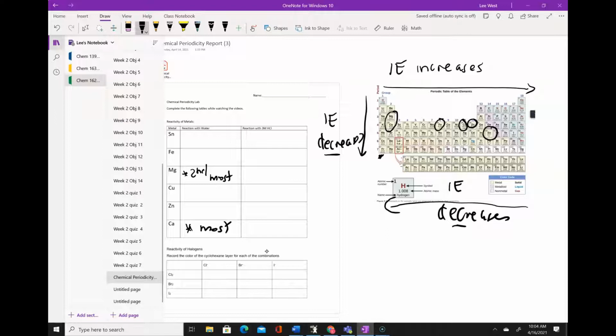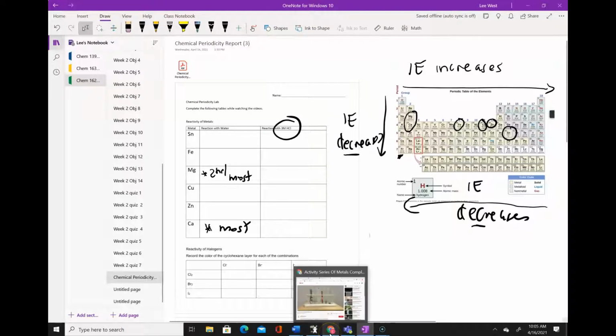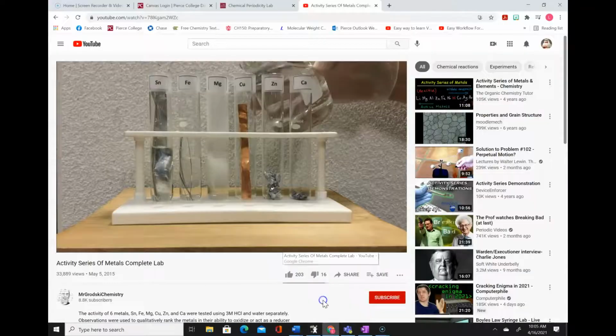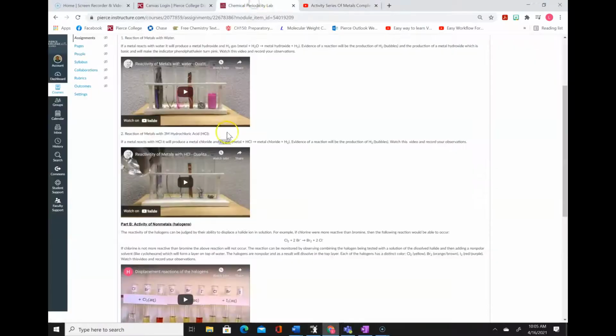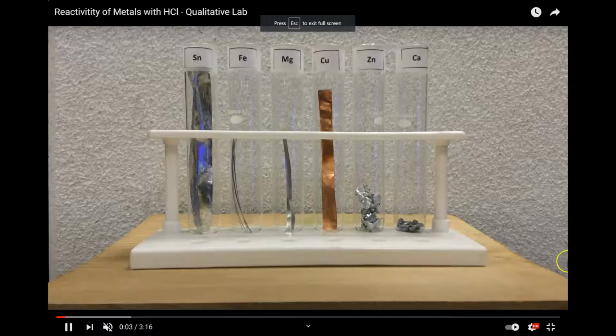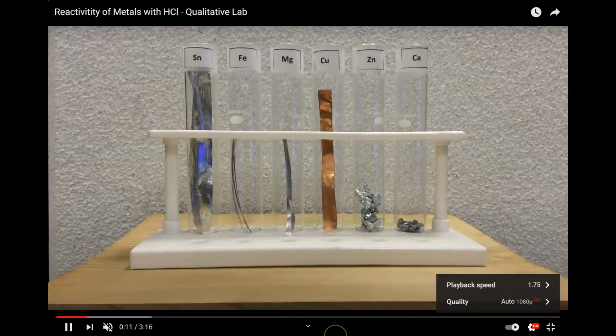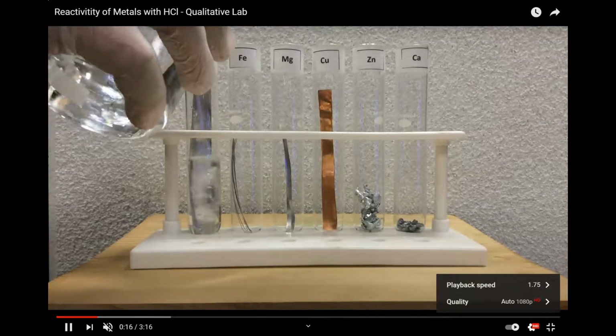So now, to see the order amongst the less reactive metals, what we're going to do is react them with 3 molar hydrochloric acid. And we might get some of these other ones to react. So let's have a look at that video. So this is the reactivity with the 3 molar HCl. And again, we can speed it up a little bit. So we've got each of the metals in there. Okay. Looks like it's in the same order.